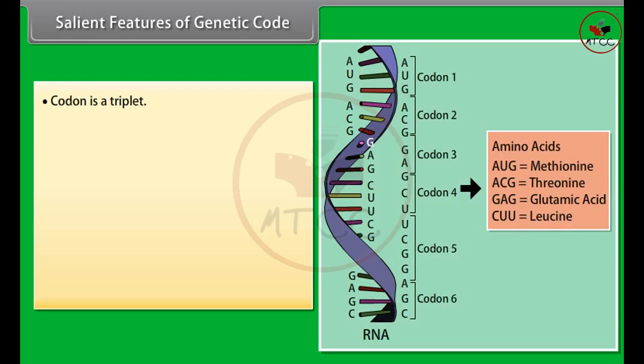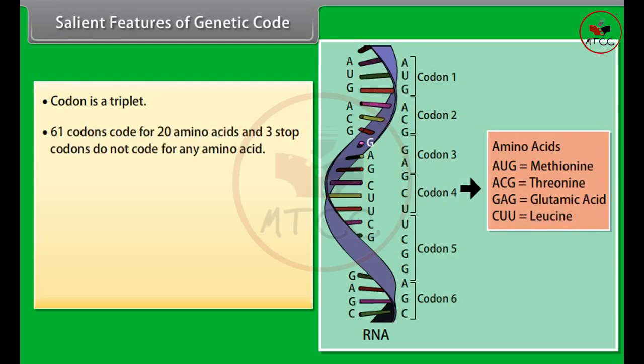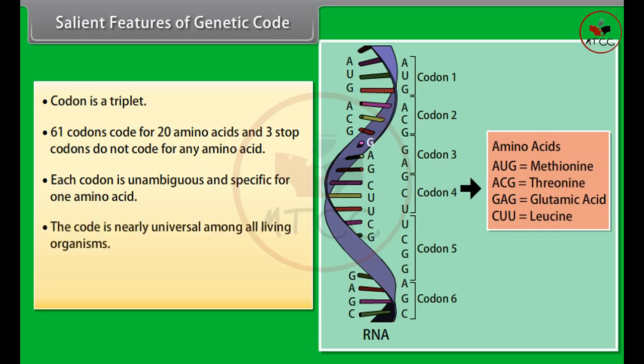Codon is a triplet. 61 codons code for 20 amino acids and 3 stop codons do not code for any amino acid. Each codon is unambiguous and specific for one amino acid. The code is nearly universal among all living organisms. The codon for methionine, AUG, also acts as an initiator codon.